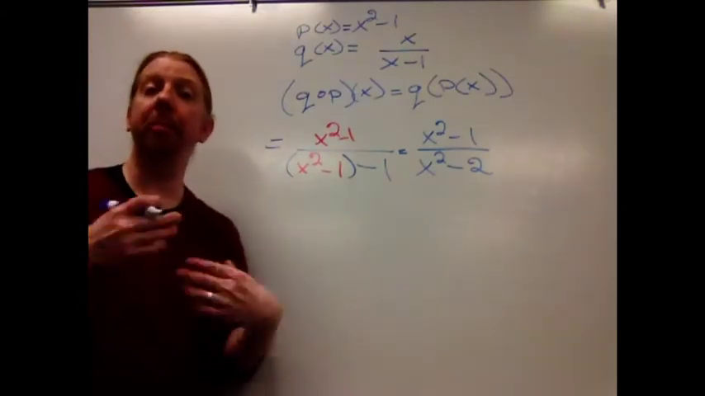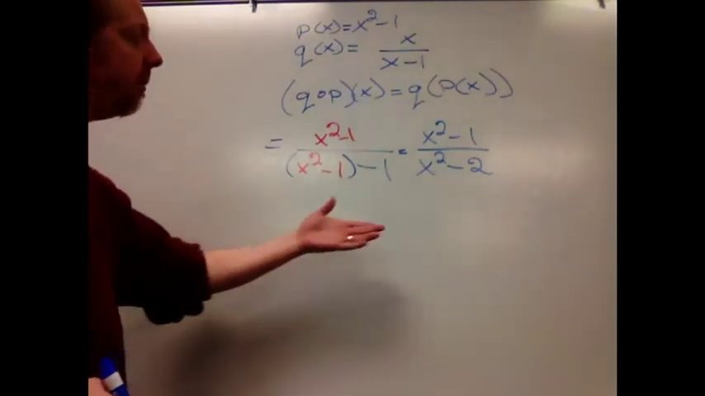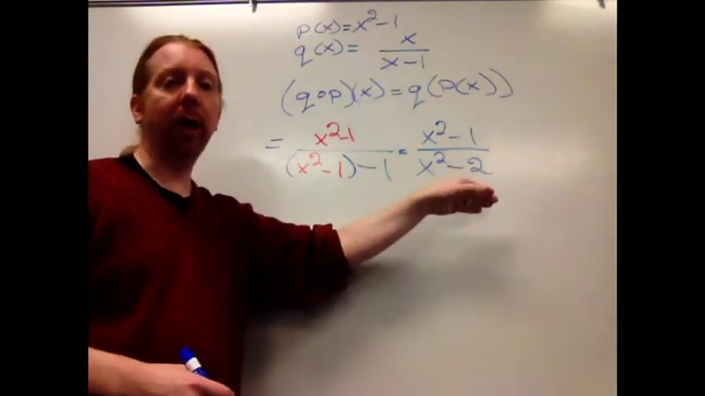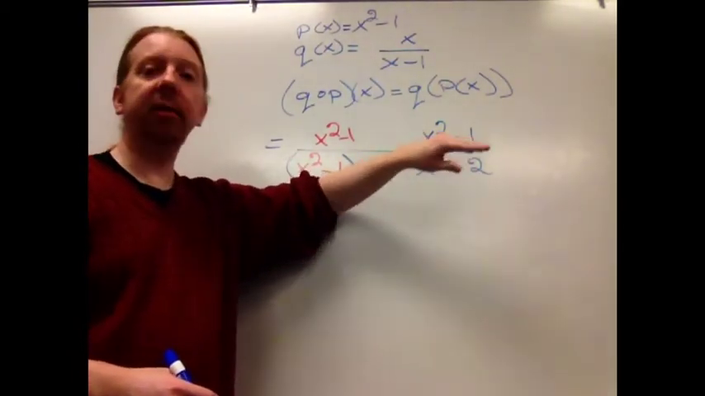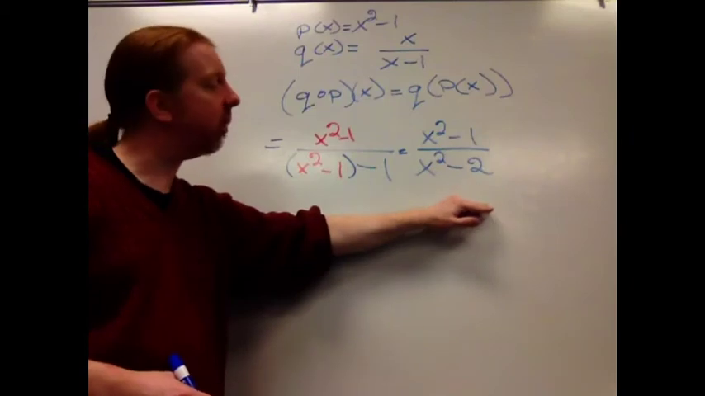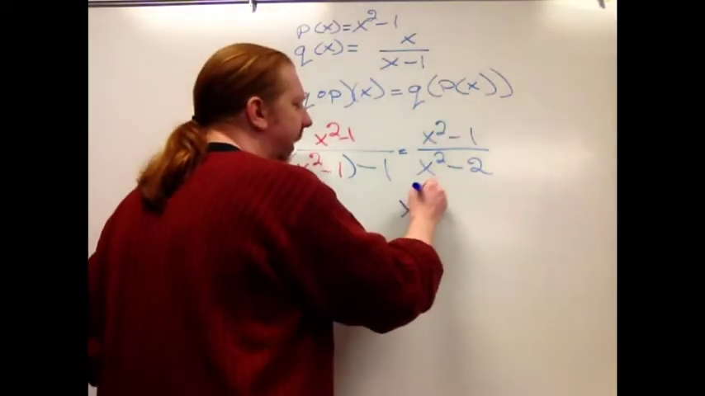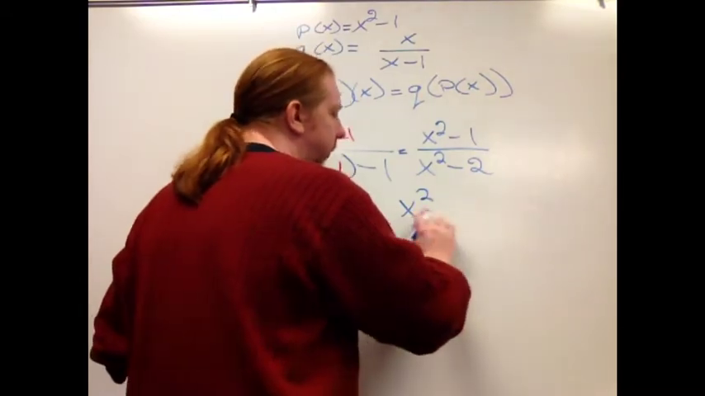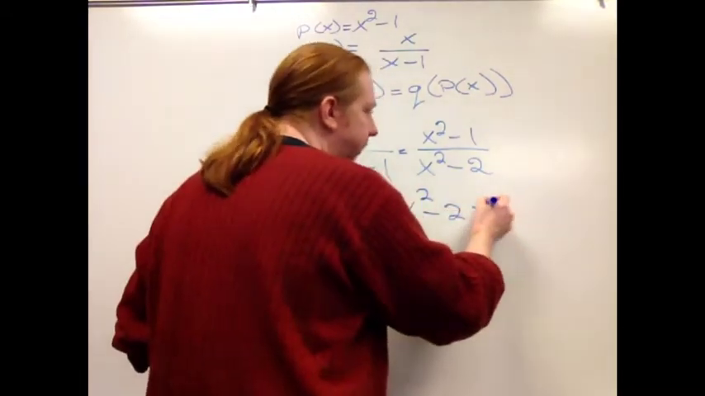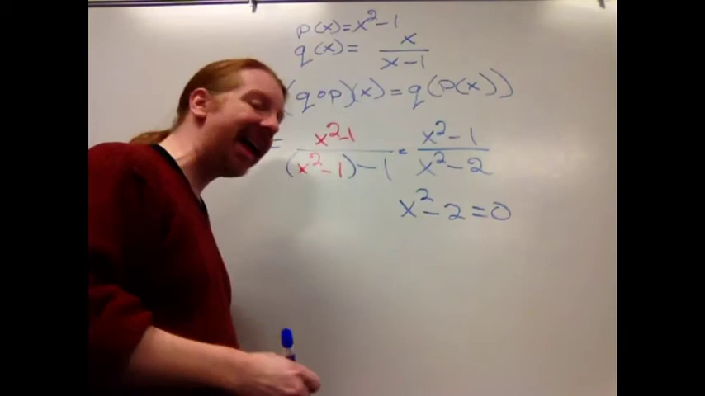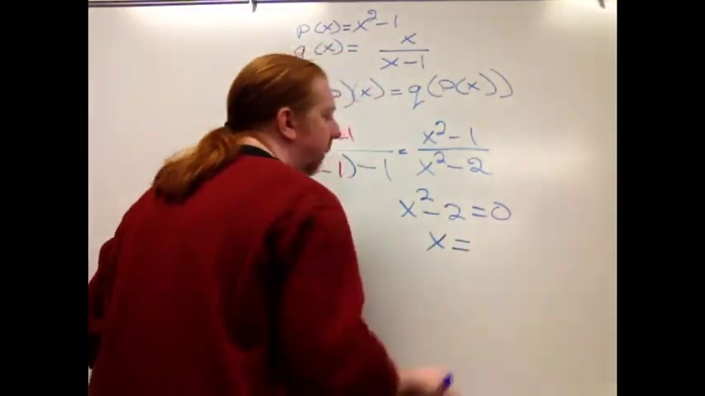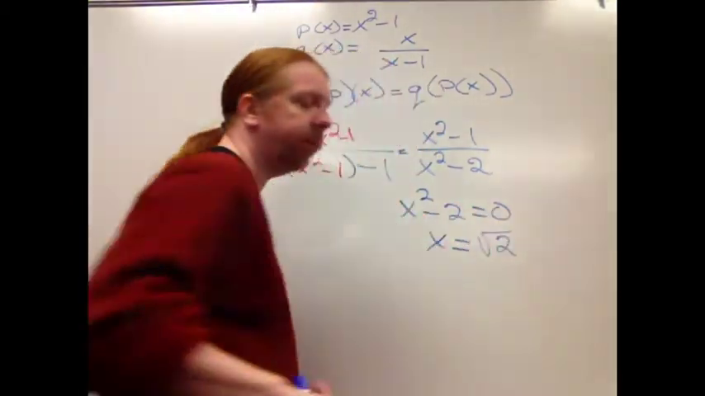Now when I talk about domain, I ask myself, for what values does this not work? In a rational expression, you can have a 0 in the numerator, but you're not allowed a 0 in the denominator. So I want to see, well, where is x squared minus 2 going to equal 0? Well, that's going to happen when x is equal to the square root of 2.